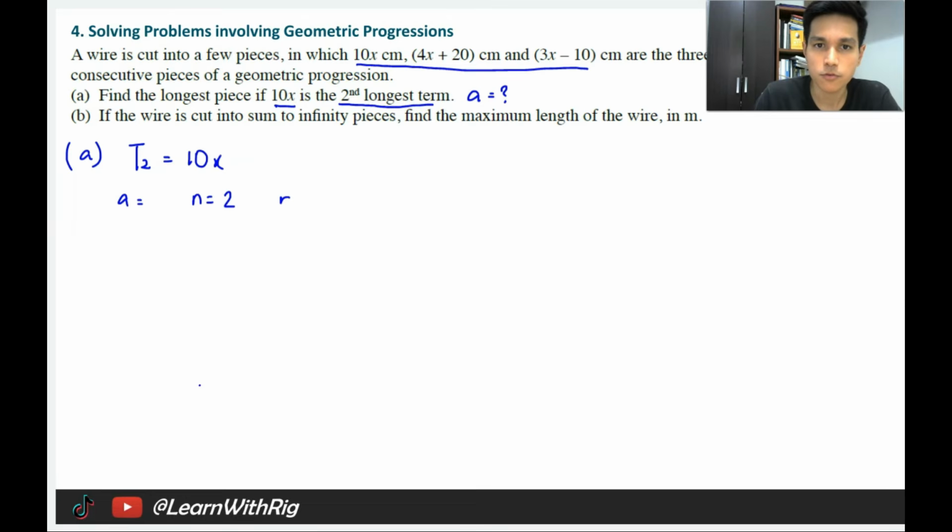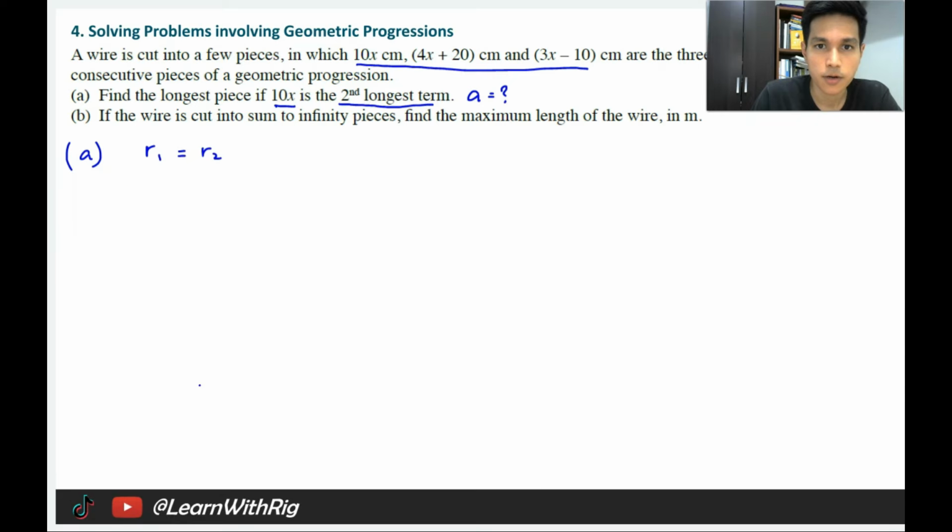Because why? Even if you do, for example, you take 4x plus 20 divided by 10x, okay, to find your common ratio, you are still finding in terms of x. Okay, you cannot eliminate the x. And the question didn't say that they want you to leave your answer in terms of x. So because of that, we must first find out what the x value is. And to find out the x value, we are going to use the three consecutive sequence here. Okay, so that means we can assume that r1 is equal to r2.